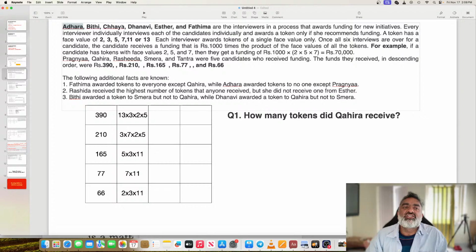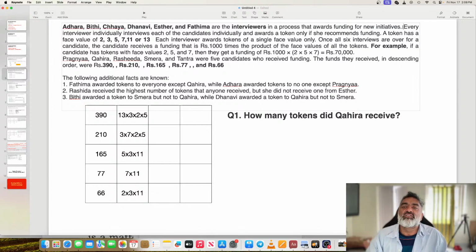Adhara, Bithi, Chaya, Dhanavi. As my brain read this, very quickly my brain is not reading the names and paying attention to the names. It is saying A, B, C, D, E, and F, right? Are the interviewers, so there are interviewers in the story, in a process that awards funding for new initiatives. Very easy story so far.